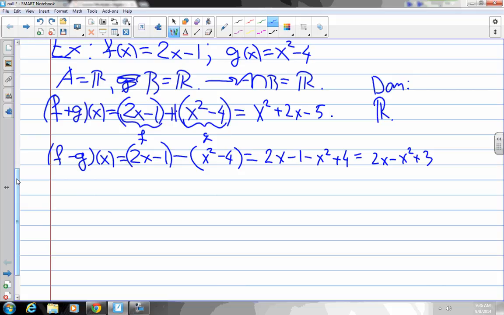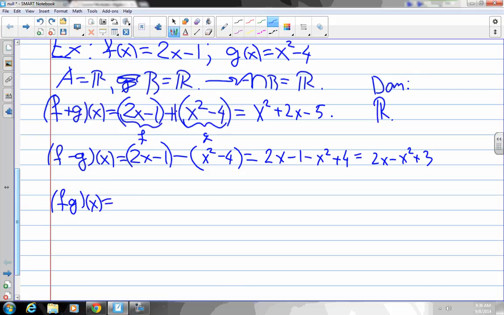Any other questions? What is the domain of that new function? All real numbers. And that's irrelevant to what the function looks like. We knew beforehand that the domain is going to be all real numbers because we found that intersection at the very beginning. Is that okay? How about product?